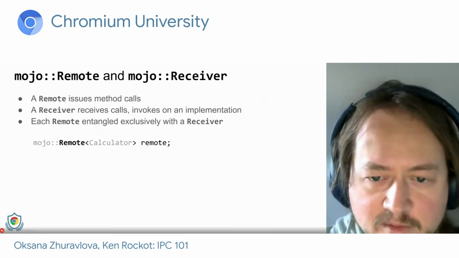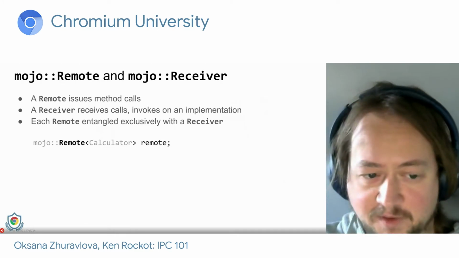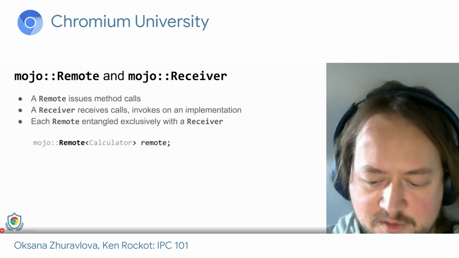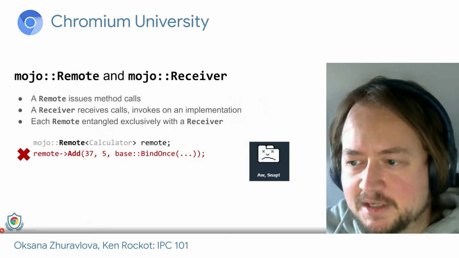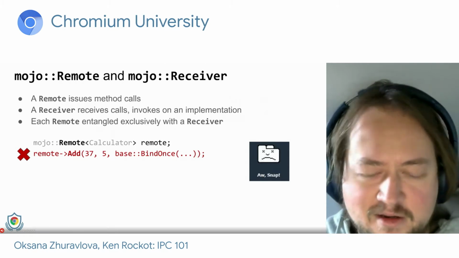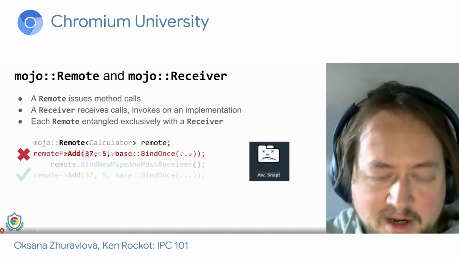So as a really brief example, we have a remote here, a default constructed remote. This is valid code. You can default construct a remote, but it's not usable. It's very similar to a null pointer. If you try to dereference it, you'll crash. Maybe you want to crash, probably not. But it's very easy to turn this into a usable object by binding it.